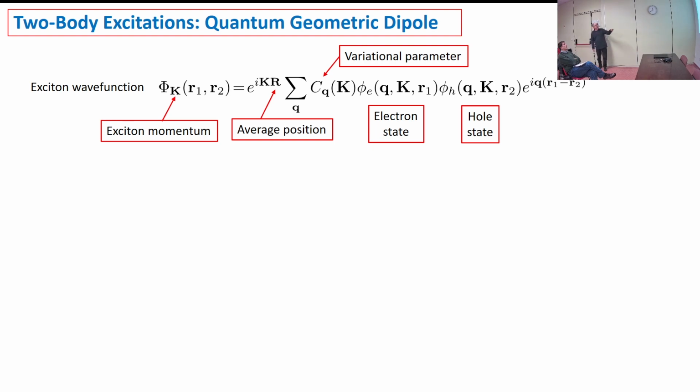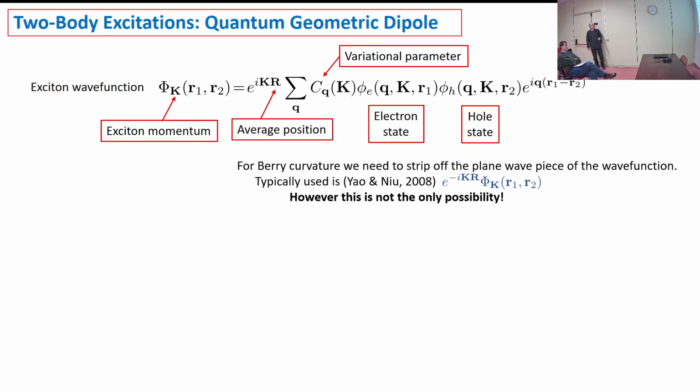And then you build the state by taking tensor products of the electron states and the hole states in such a situation where basically the total momentum of the particle-hole pair is capital K. And then you take all possible linear combinations of this tensor product that have the right momentum. And then this coefficient here becomes a variational parameter. And so you look for stationary solutions of the Schrödinger equation set up as a variational problem.